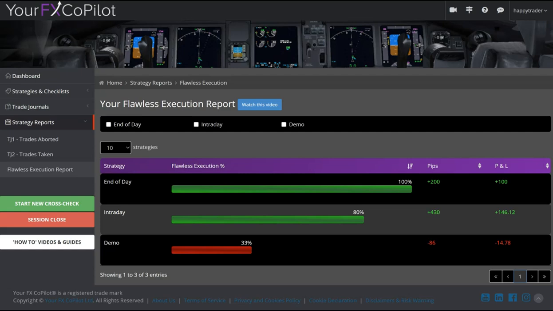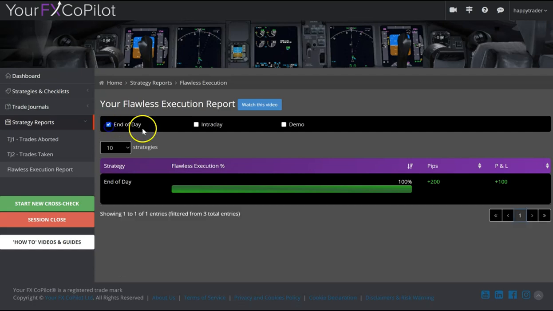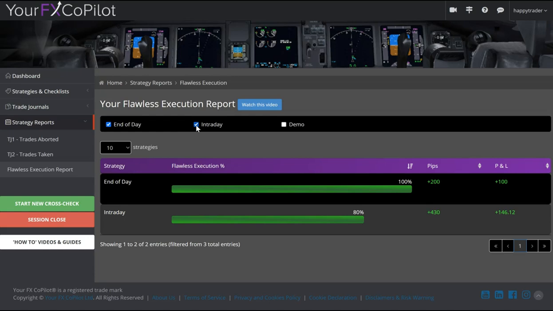You can also compare or view specific strategies by selecting the strategy or strategies you wish to view from the tick boxes at the top of the flawless execution report.